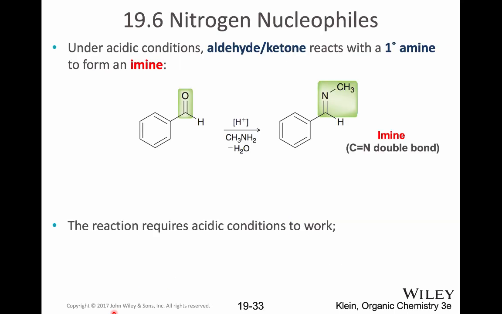So those are the products you can make from oxygen nucleophiles. We talked about hydrates, acetals, ketals, hemiacetals, and hemiketals, and went over the mechanisms of how all of those things are formed. Thanks for listening, and let me know if you have any questions.